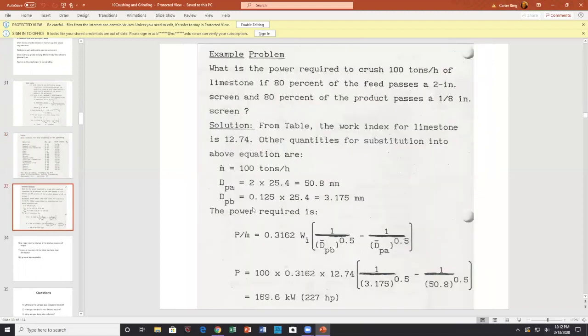Anyway, give you an example of how the work index is sitting there. You got work index sits here, and you got the same size particles multiplied by this constant here, wherever that came from. And then you have perhaps 227 horsepower required for breakage, product, feed, anyway.